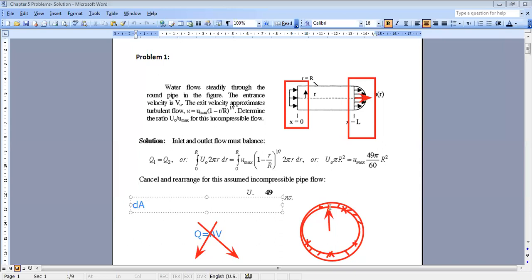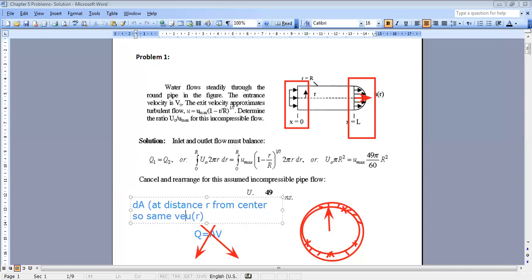It will correspond to the velocity at radius r, since this dA is at distance small r from the center. So for this elementary area, what is my velocity? It is u(r). So I have the same velocity u(r) everywhere for this area. Same velocity u(r), okay?